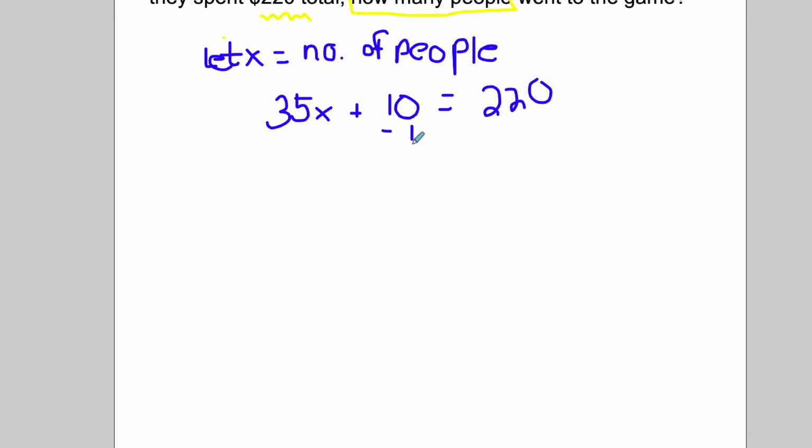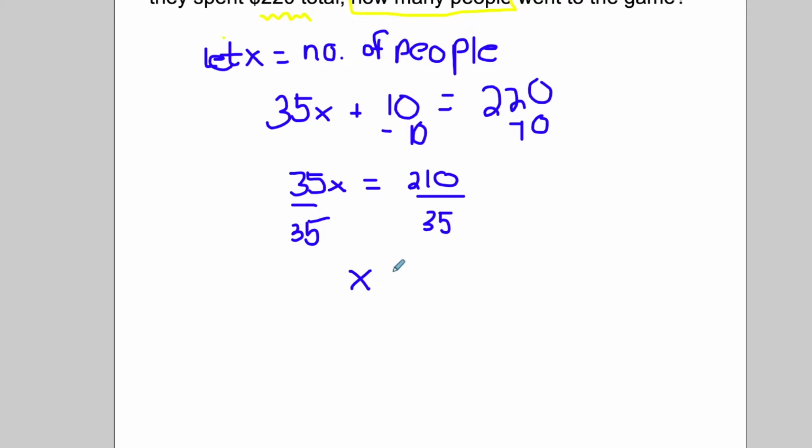The first thing you'll do is subtract 10 from both sides to get 35x = 210. Then you'll divide both sides by 35. After that, you should end up getting x = 6. So how many people went to the soccer game? 6 people went to the soccer game. But does that make sense?